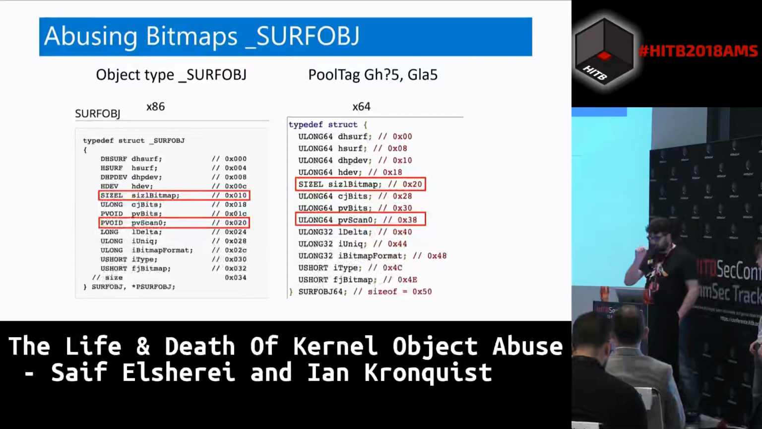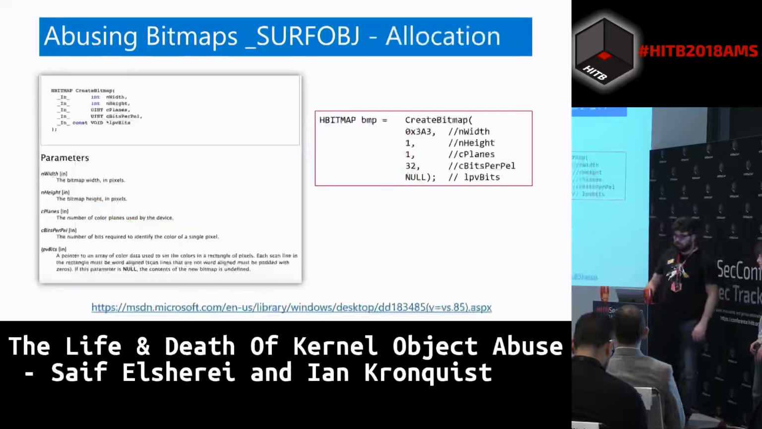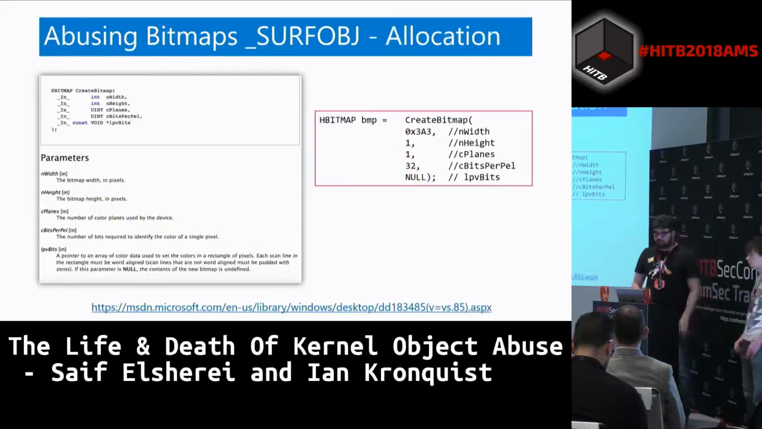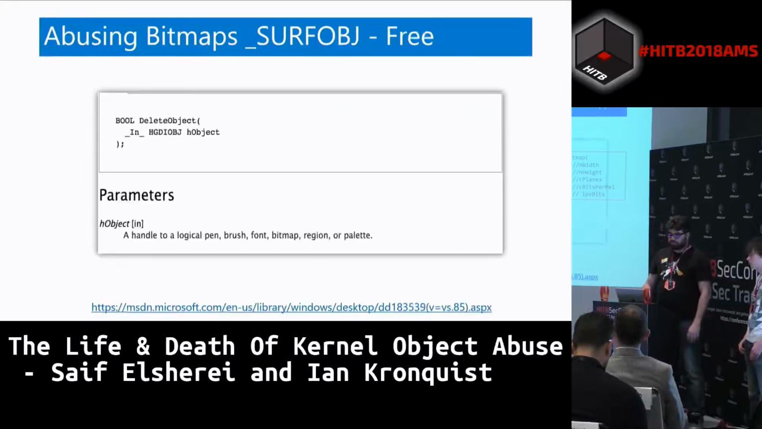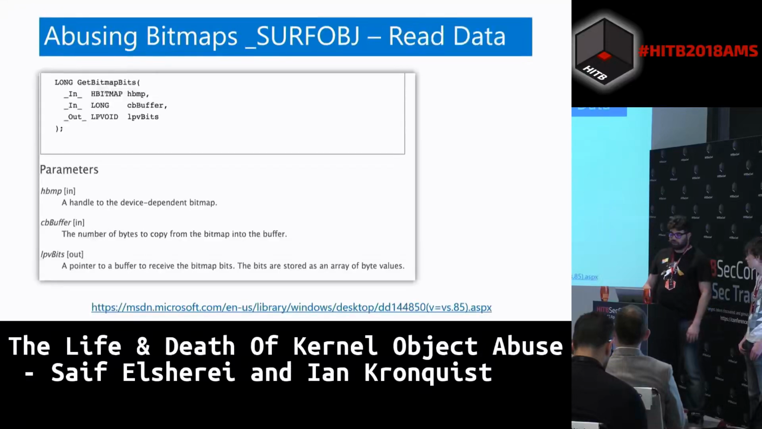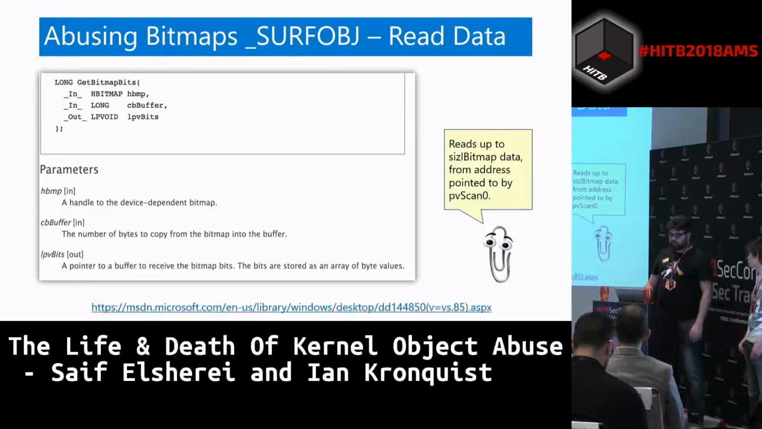Now, a lot of you might think that bitmaps allocated from user mode are actually allocated in user mode memory. But because it's the GDI subsystem, it's actually getting allocated in the kernel itself. How we can allocate bitmaps is by using the CreateBitmap function. It's available for any C++ program. We can delete or free the object using the DeleteObject function. We can read data using GetBitmapBits, which will read up to the size of the bitmap from the address pointed to by pvScan0.